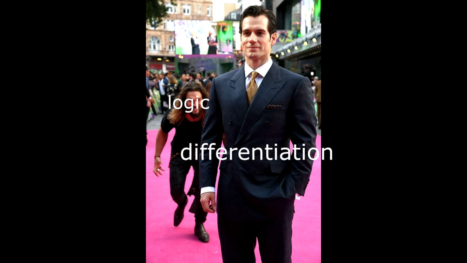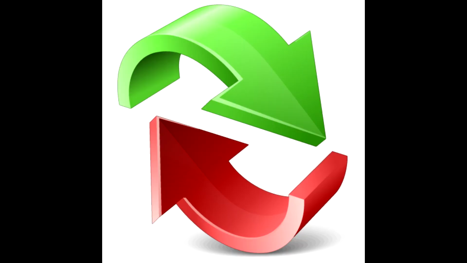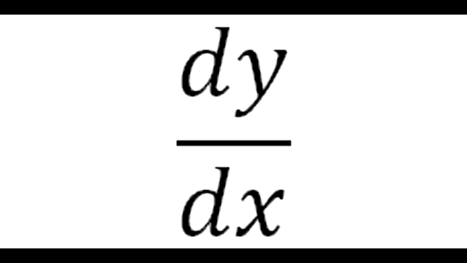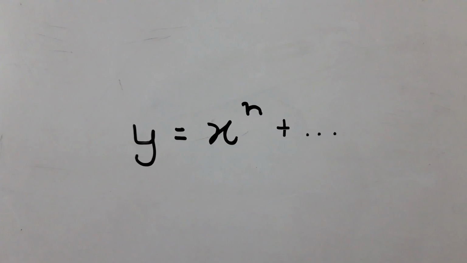So the logic behind differentiation is not the power rule, it's the working, that we find a secant gradient equation and then convert it into a tangent gradient equation. That working, that's the logic behind differentiation, not the power rule. The power rule is just a rule for any term in the format of x to the power n.